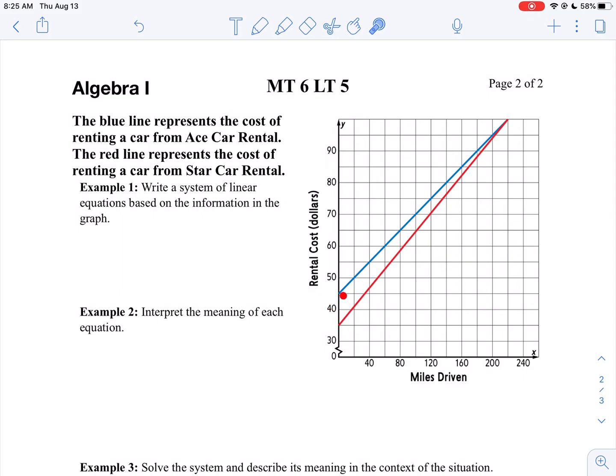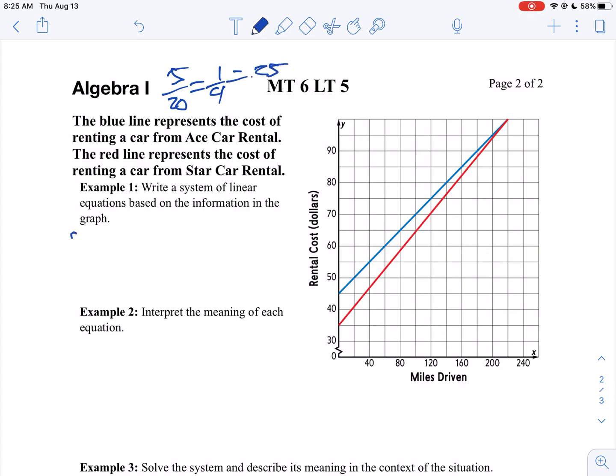So our blue line, notice it starts at 45 because that's the y-intercept. And then it seems that if you go up 5, you go over, let me see, we're counting by 20s, aren't we? So we're going up 5 and over 20. 5/20 is 1/4. And since we're talking money, I think I'll put that in terms of money. That'll be 0.25.